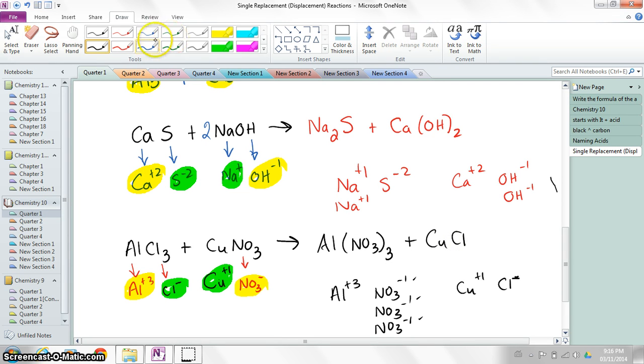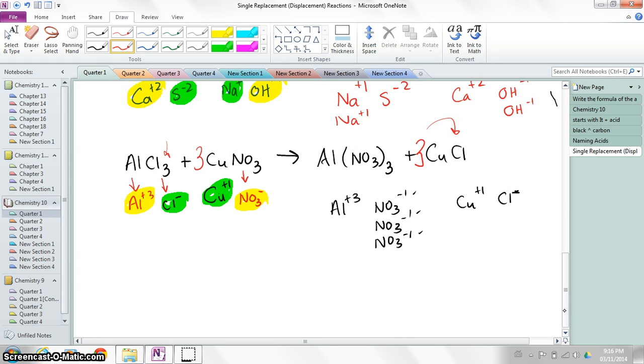Now it's not quite balanced yet, the total chemical reaction. I've got 3 nitrates here, so I'm going to put a 3 there. That means I have 3 coppers on the left, so I'm going to put 3 there for 3 coppers on the right. So that means I have 3 chlorides there, and look at that, I've got 3 chlorides, and 1 aluminum here and 1 aluminum there.